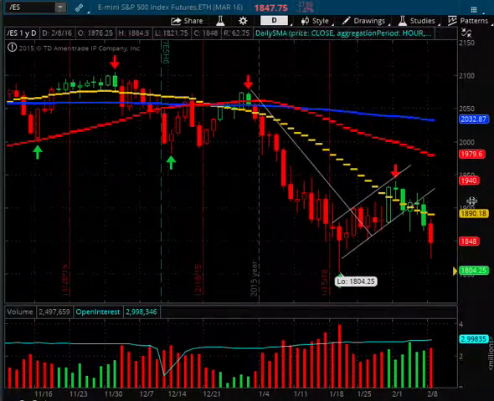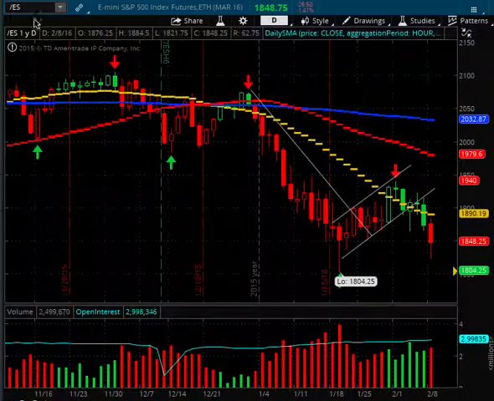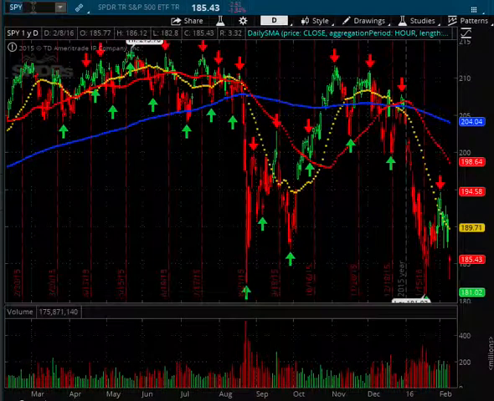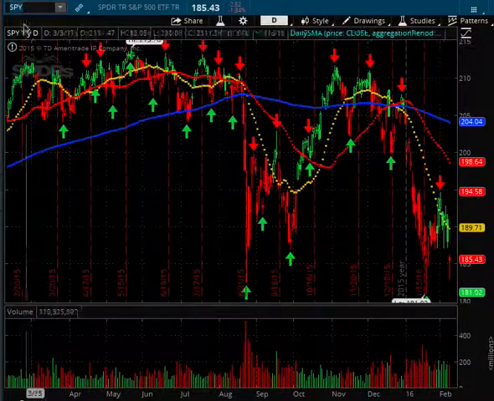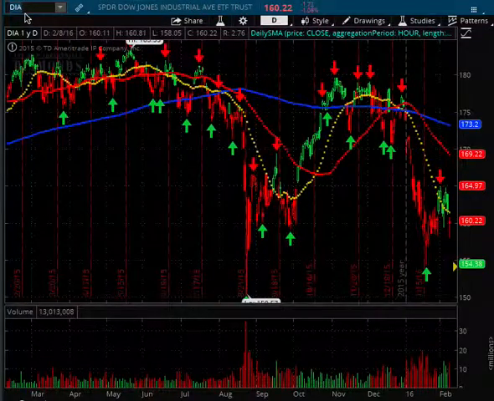You can buy the S&P 500 in stock form. The ticker symbol is SPY, which is the spiders. You can also buy the Dow Industrial Average in stock form. It's the DIA. Let's see how much each share is. The S&P 500 right now is $185 a share. The Dow is $160 a share.